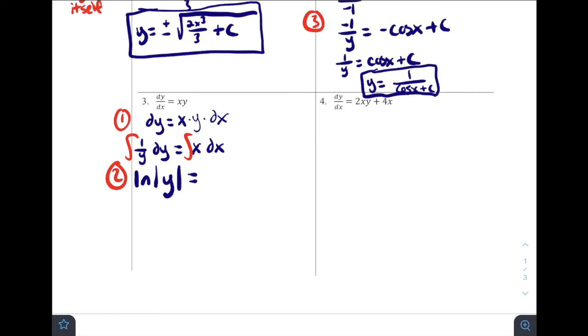And then here on the right side, because it's an x to the 1, if we do the power rule, that's going to give me an x squared over 2 when I take that antiderivative. Of course, we have a plus c on the right side of our equation.